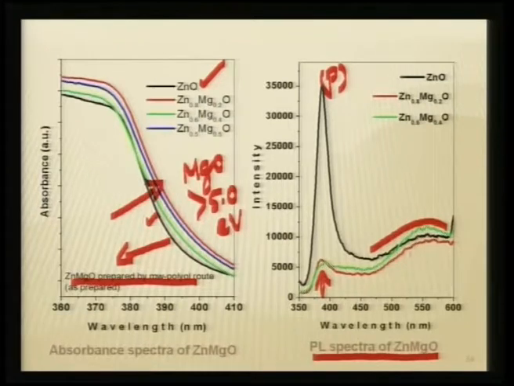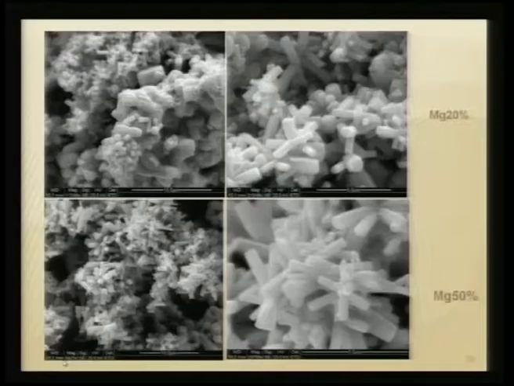So we also see the defect induced emission seems to be predominating in this case. Something has happened: either magnesium has quenched the PL or something else is happening, because even with 40% loading you are not able to really see what is the influence of magnesium doping or alloying.